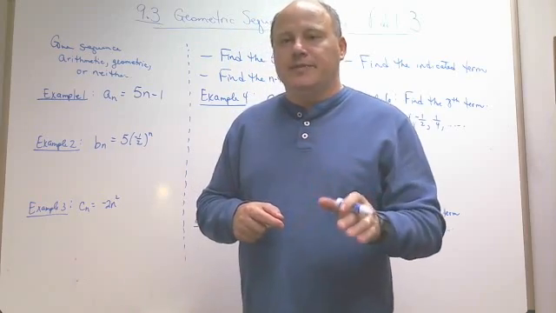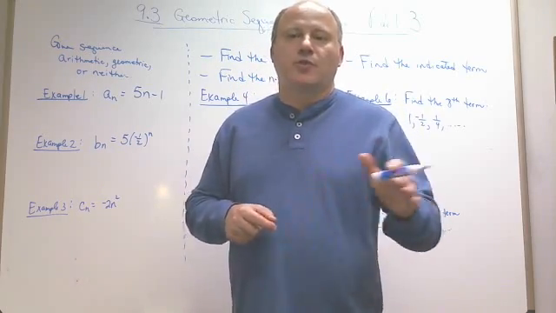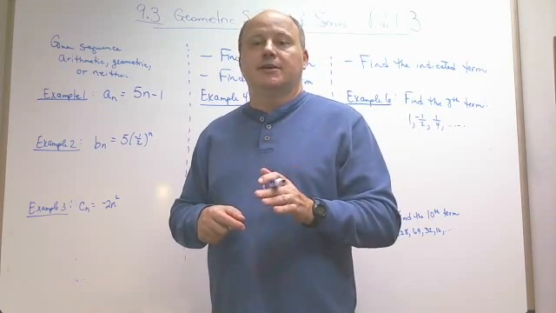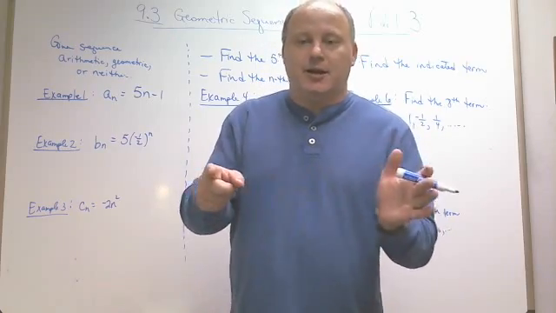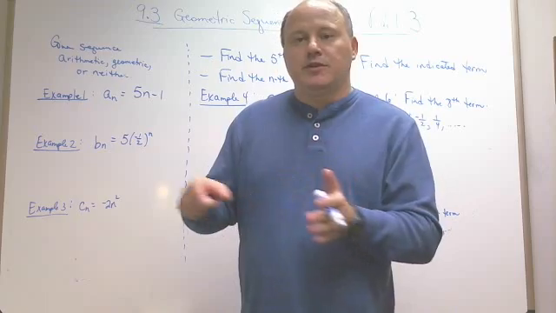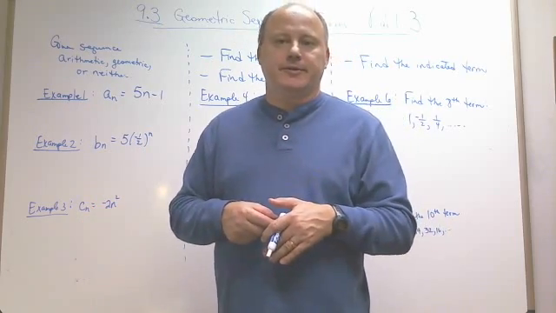Another way to do it is list about 4 terms, the first 4 terms, and look at those first four terms and see if the sequence appears to be arithmetic, if there's a common difference between the terms, or is there a common ratio between the terms. And if you don't have either one of those two, then it's got to be the neither one.